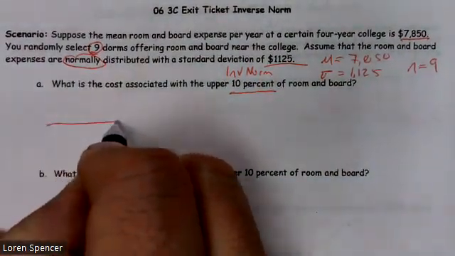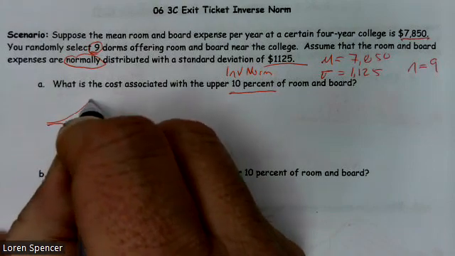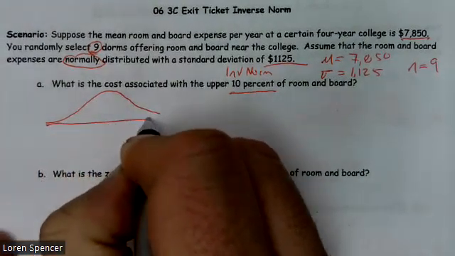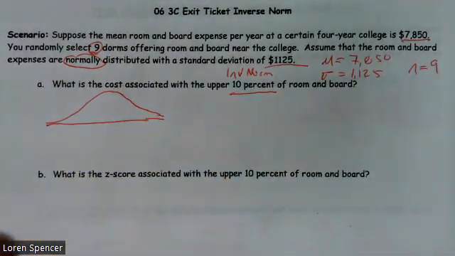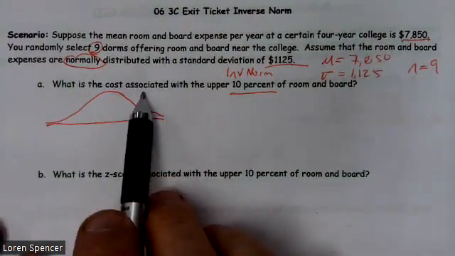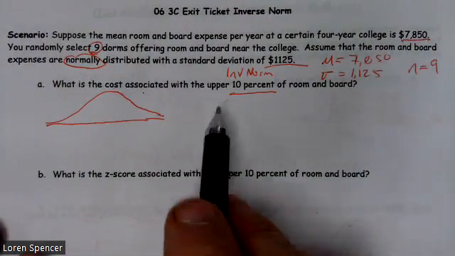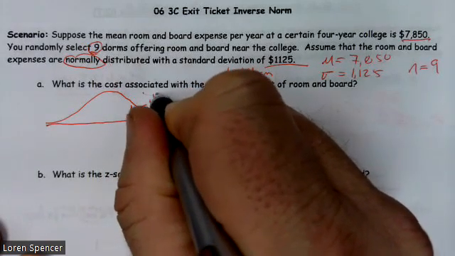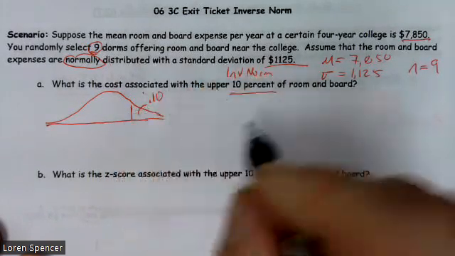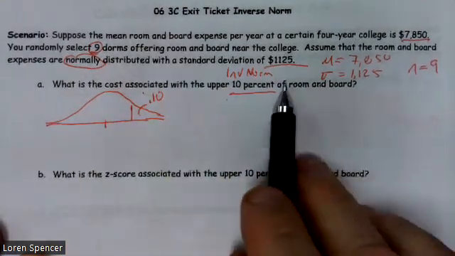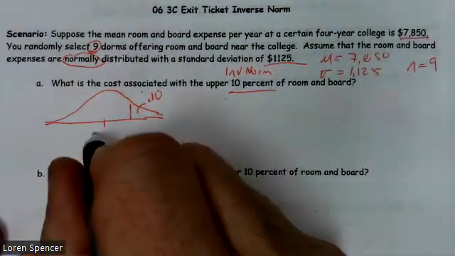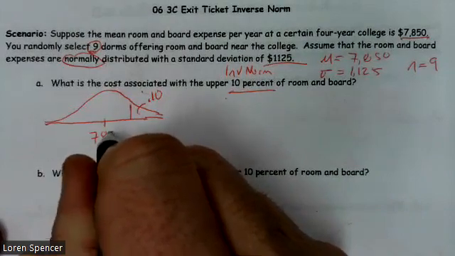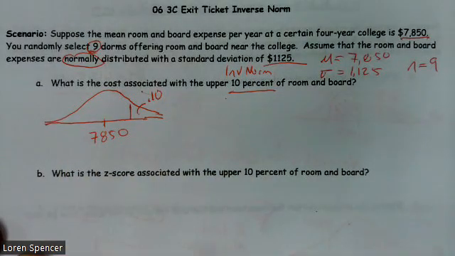And the question is, are we working with a z-score or actual values? Well, it didn't say anything about z-score, so it must be actual values. And so we want the actual costs associated with the upper 10%. Well, the upper 10% is right here. So this is 0.10. All right. Well, our mean is still 7,850.